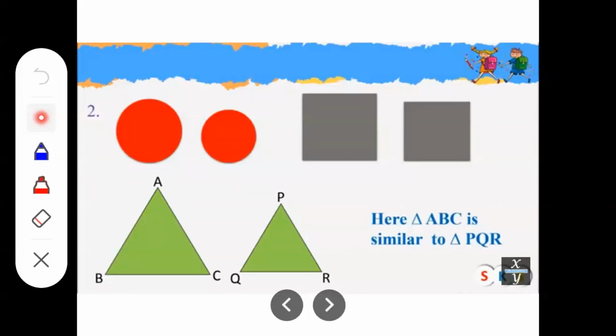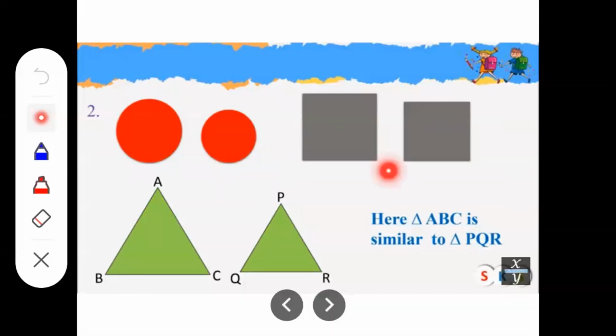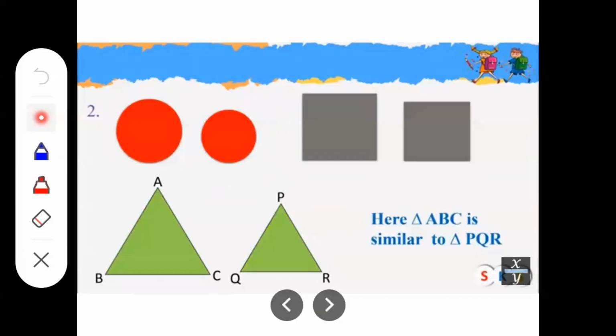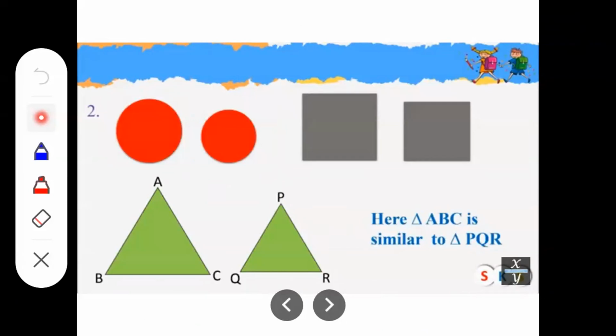See, in another slide here, also two figures. The pair of figures: two circles, a pair of squares, a pair of triangles. But what is the difference between the first slide and the second one? In the first one, the sizes are equal. But in this one, the figures look similar, but their sizes are different.